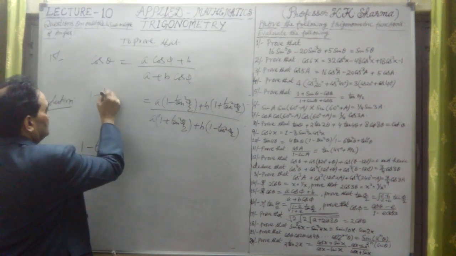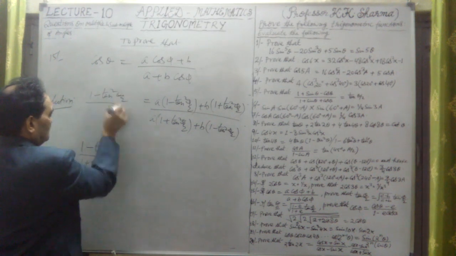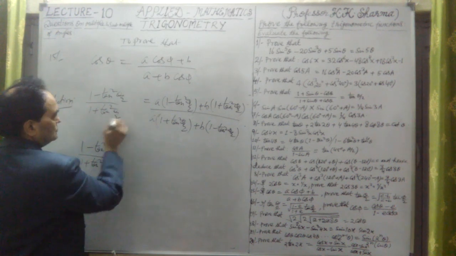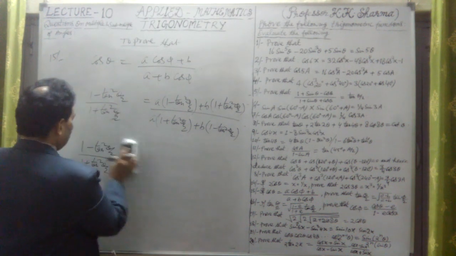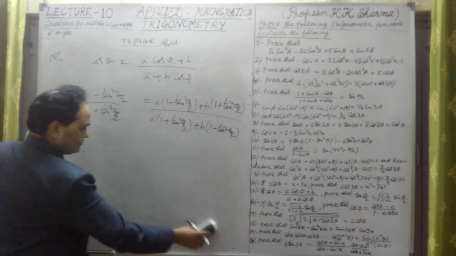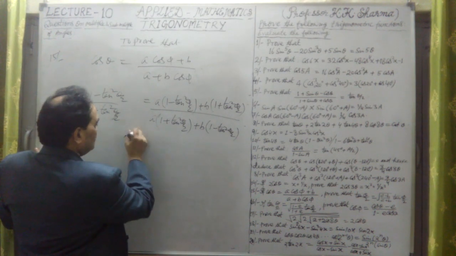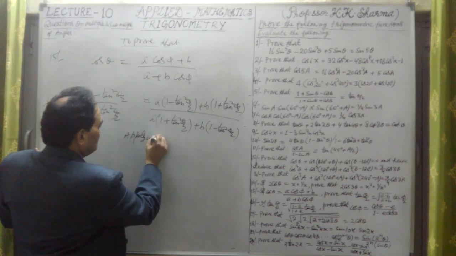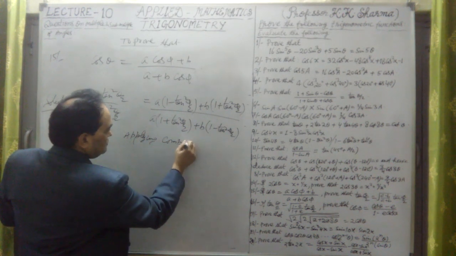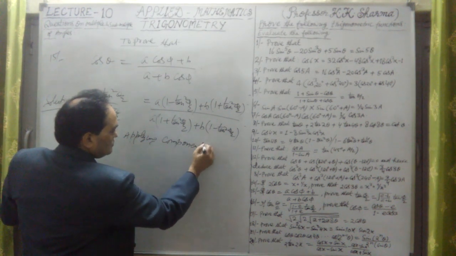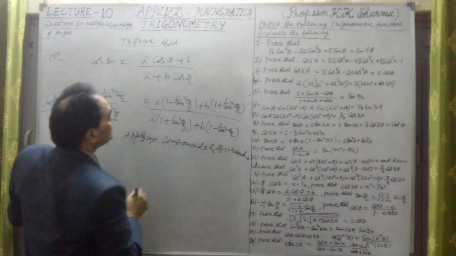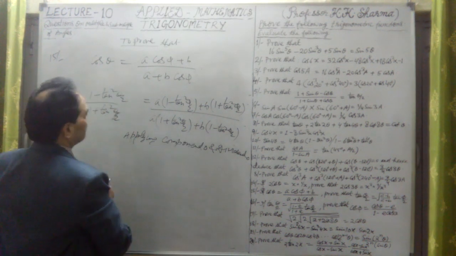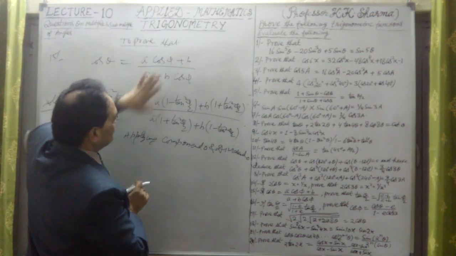So this is 1 minus tan square theta by 2 on the left hand side upon 1 plus tan square theta by 2. This is the value on the left hand side. Now we have to apply componendo and dividendo. Some mistake. Now let me solve that. So we will then prove that this is equal to this.